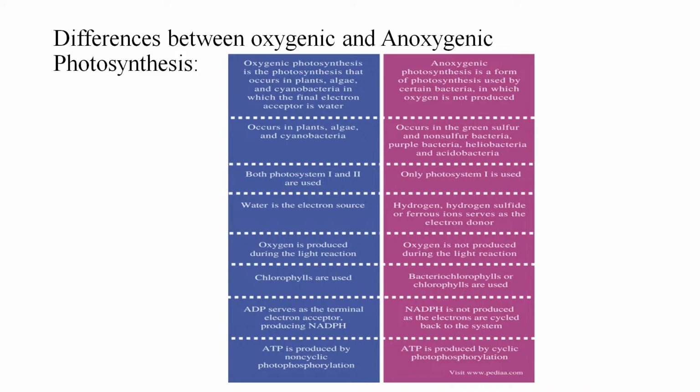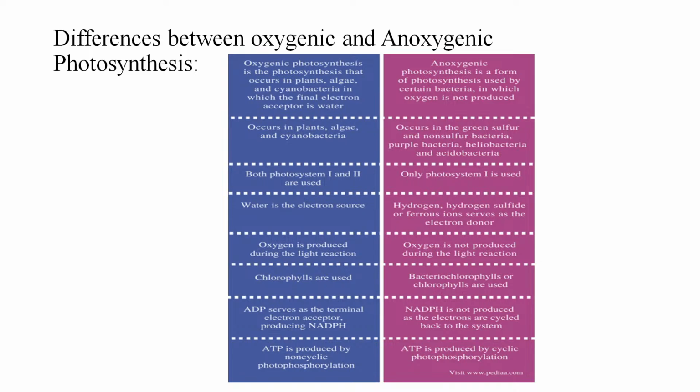Anoxygenic photosynthesis is a form of photosynthesis used by certain bacteria in which oxygen is not liberated. The organisms which utilize oxygenic photosynthesis are plants, algae, and cyanobacteria, whereas it is completely different in anoxygenic photosynthesis. Green sulfur bacteria and non-sulfur bacteria, purple bacteria, heliobacteria, and some acidobacteria follow this anoxygenic photosynthesis. Photosystems 1 and 2 are used in oxygenic photosynthesis, whereas in anoxygenic photosynthesis, only one photosystem is used.